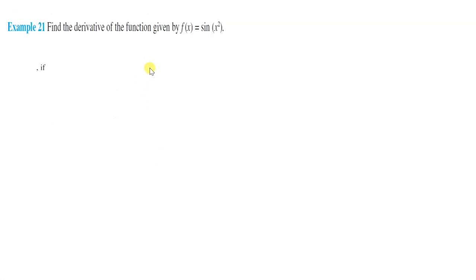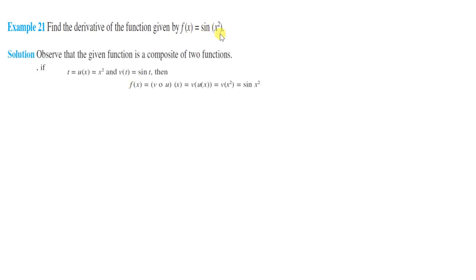Let us see with an example. Suppose we have a function f(x) equal to sin x square. We have to differentiate it. So we can write it as a composition of two functions. Suppose one function x square is equal to u(x), and let us denote it by t. Then it becomes sin t. Let us denote sin t by some other function v(t).